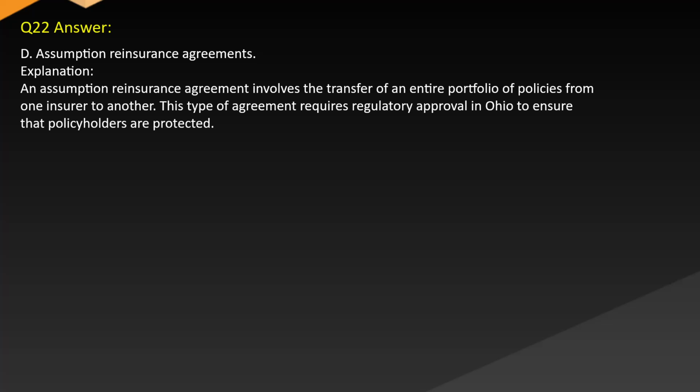Answer: D. Assumption reinsurance agreements. Explanation: an assumption reinsurance agreement involves the transfer of an entire portfolio of policies from one insurer to another. This type of agreement requires regulatory approval in Ohio to ensure that policyholders are protected.